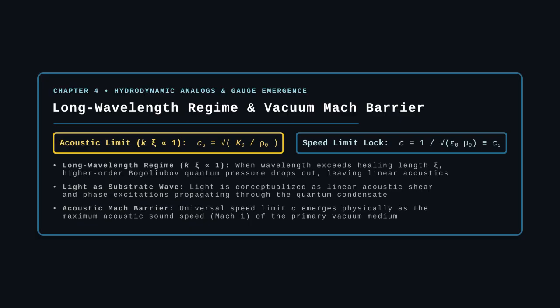Light is conceptualized as a linear acoustic shear and phase excitation in the substrate, establishing the speed limit, c, as the acoustic Mach barrier of the primary medium.